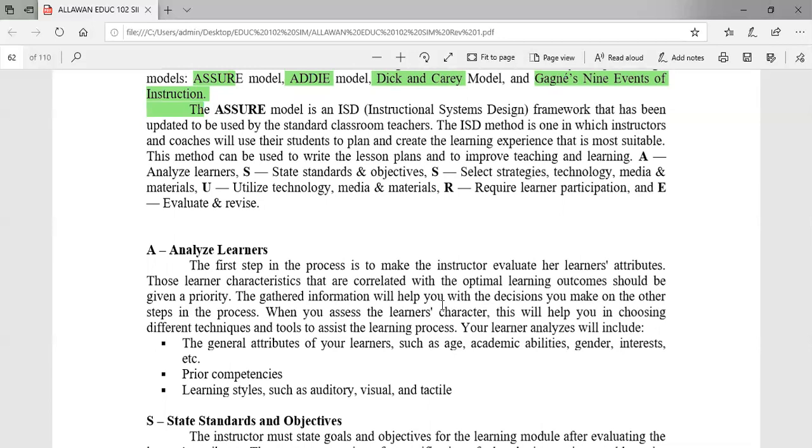And also their interest in using these technologies, di ba? Like for example in self-study, ang interest nila when it comes to gadgets is mostly social media lang yung alam nila. When it comes to class, it is really a challenge to cope up with the class. And then the prior competencies and the learning styles, such as auditory, visual, tactile, or movement, the bodily kinesthetic skills.